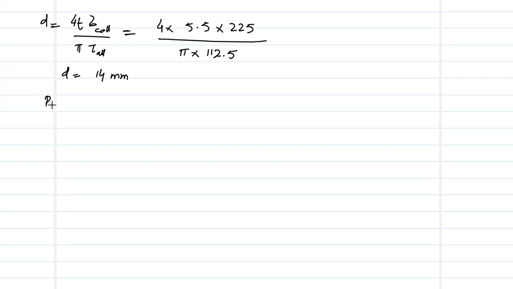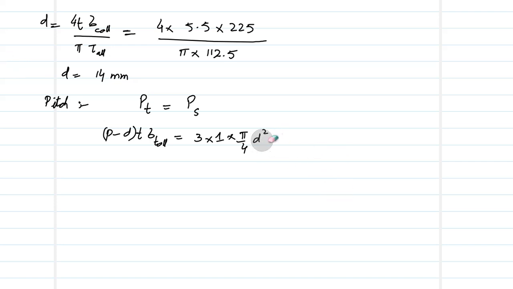For pitch, you know from your class understanding that you have to equate the tearing load, or tensile load, with the shearing load. The tearing load is (p minus d) into t into sigma t allowable, where sigma t allowable is the allowable normal stress for the plate, not for the rivet. You have to remember this. Sigma t allowable is the allowable tensile stress for the plate. Now because it's a lap joint, we have n number of rows, in this case 3, multiplied by the number of shearing areas, 1, into pi by 4 d square times, sorry, not sigma, it's the shearing stress, so we write tau allowable.